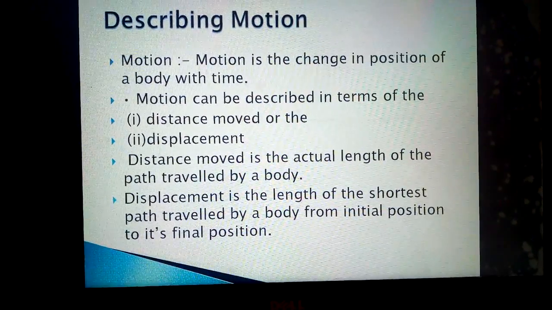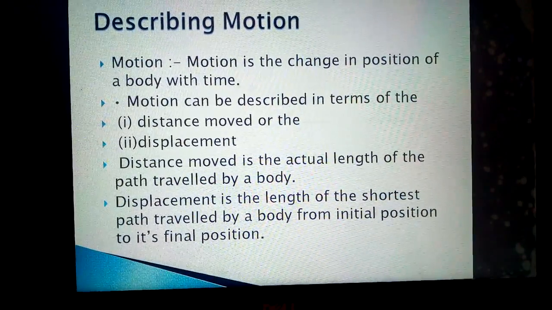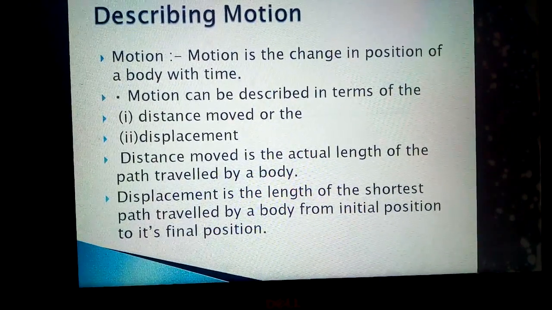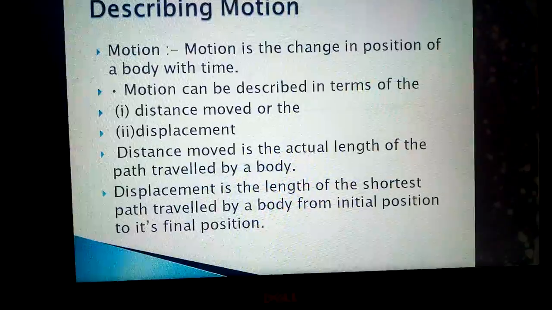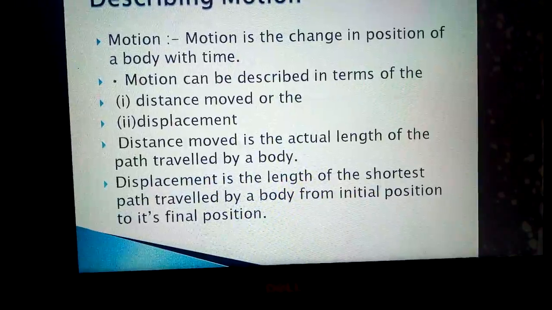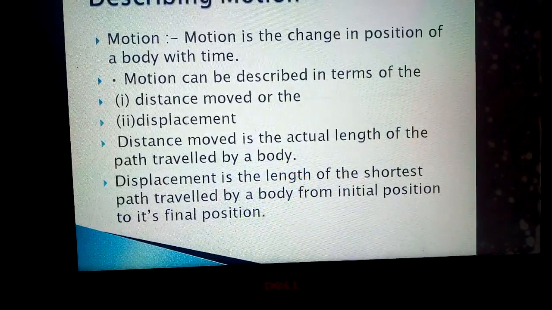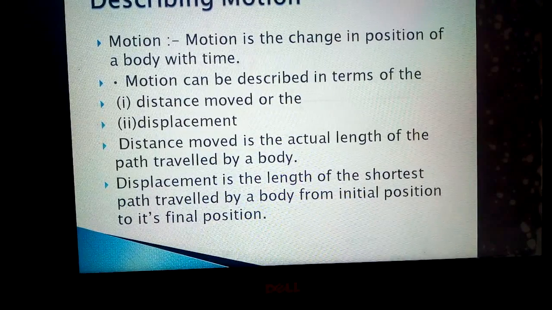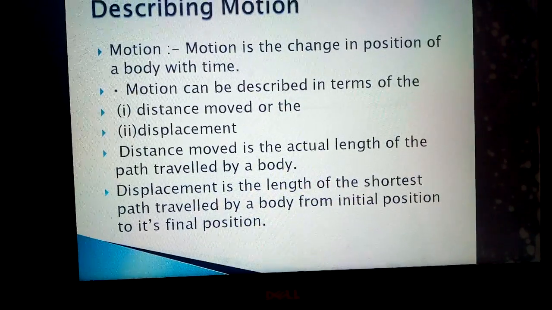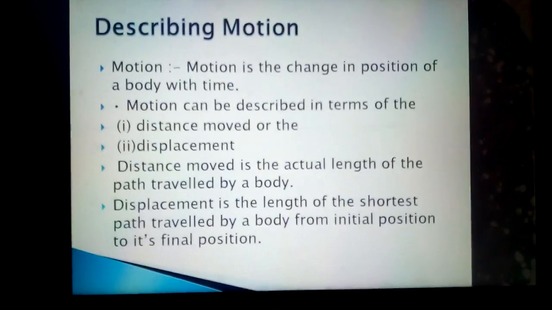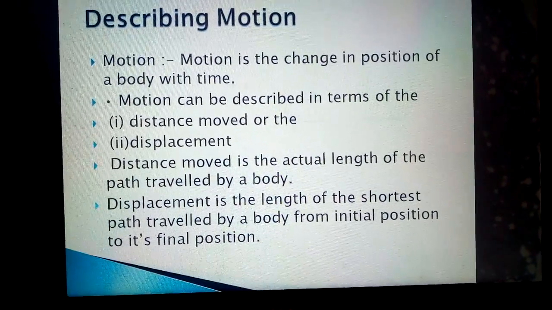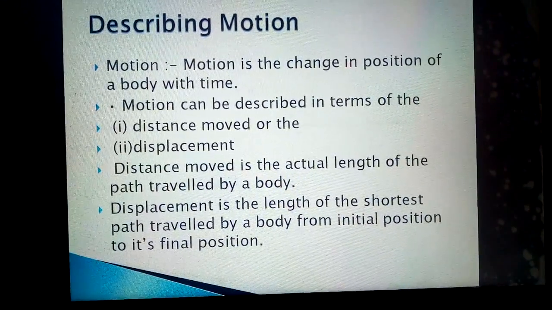Motion is the change in position of a body with time. Motion can be described in terms of the distance moved or the displacement. Distance moved is the actual length of the path traveled by the body, while displacement is the length of the shortest path traveled by a body from its initial position to its final position. So, first let's discuss some of the important terms related to motion, that is distance as well as displacement. These two terms are related to the path covered.